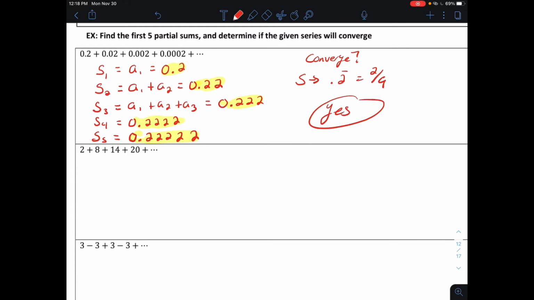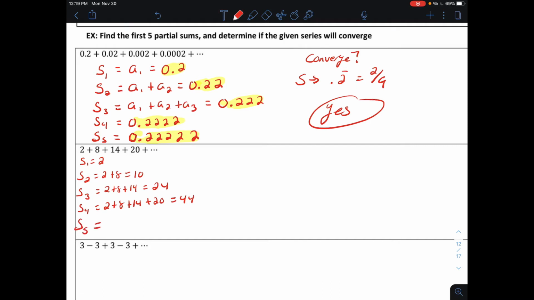All right, looking at the second problem here, I'm given the terms 2 plus 8 plus 14 plus 20 and so forth, and I want to list out the first 5 partial sums. Well, my first partial sum is simply going to be 2. The second partial sum is the sum of the first 2 numbers, so 2 plus 8, which is going to give me 10. The third partial sum is the sum of the first 3 numbers, 2 plus 8 plus 14, which would give me 24. The fourth partial sum would be the sum of the first 4 numbers, 2 plus 8 plus 14 plus 20, which gives me 44.